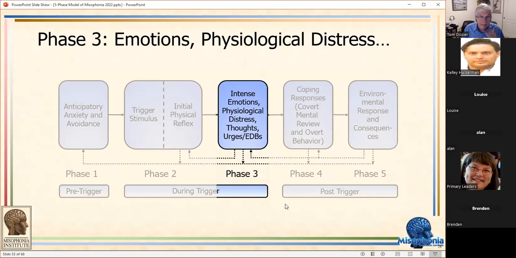So it doesn't work for everyone, but this is a major component, and we've seen enough separation between the reflex and the emotions to know that these are distinct and in this order. Okay, so now phase 3, the intense emotions, physiological distress, thoughts, urges, and emotion-driven behavior.